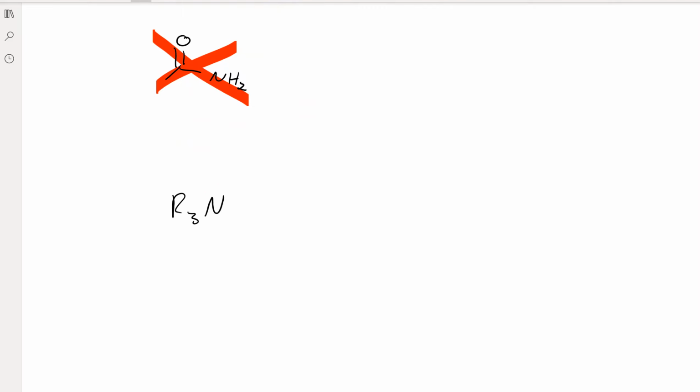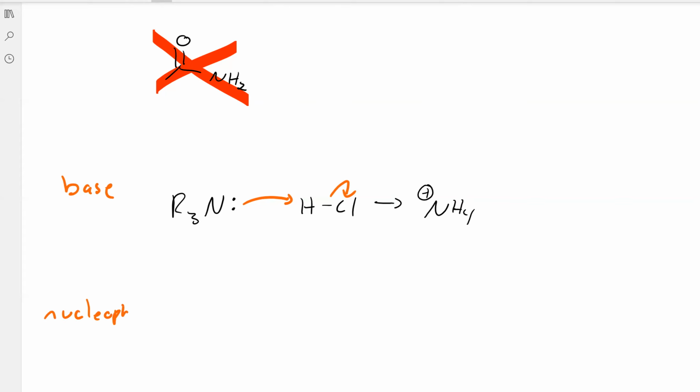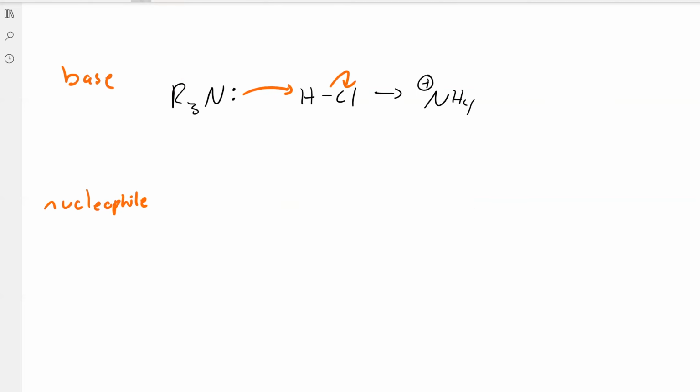As we said, our nitrogens can act as bases. So for example, if you had a molecule of HCl, you would protonate your amine. So there it's acting as a base. And then of course it can act as a nucleophile as well. So for example, we can attack an alkyl halide. So let's just do methyl chloride. Attack there. We're going to do an SN2 reaction.